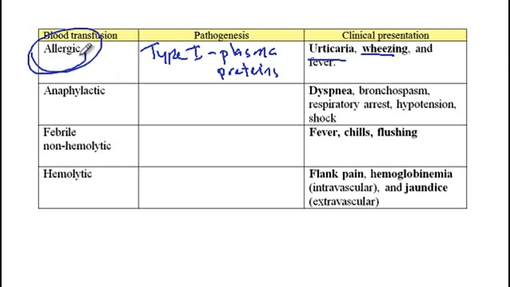So patients who develop an allergic reaction, you can treat them with antihistamines, like for instance diphenhydramine.